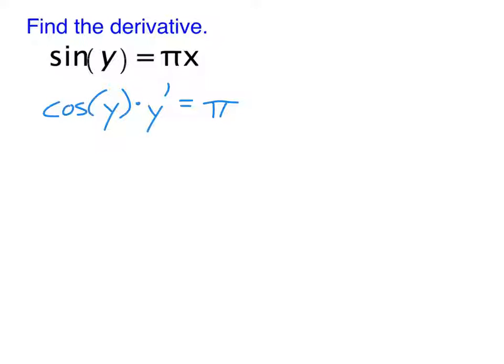Now, having gotten this far, we still have one more step. We still have to solve it for y prime. So that means we divide both sides in this case by cosine of y. y prime will equal pi over cosine of y.